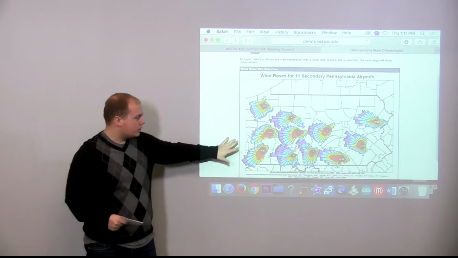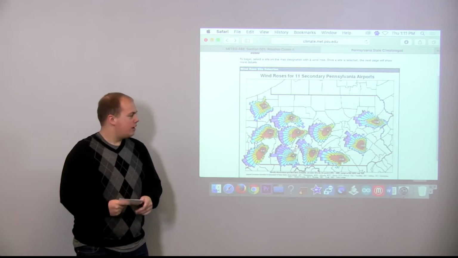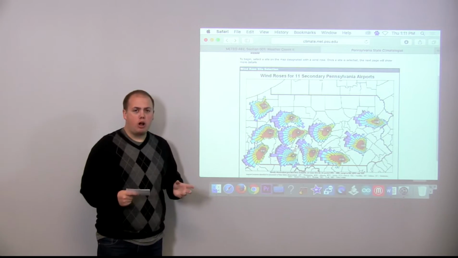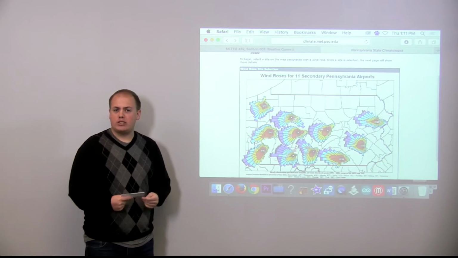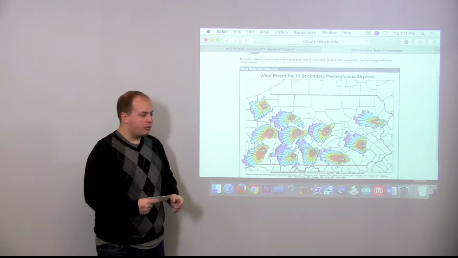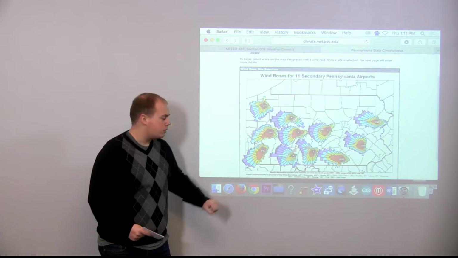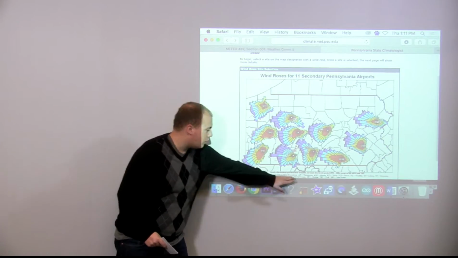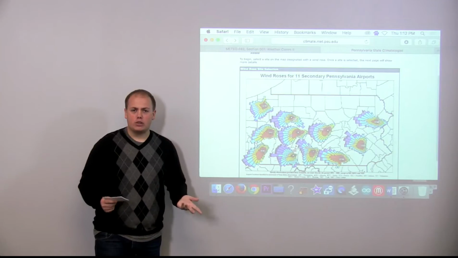Well, what does this page exactly show? This shows wind roses at 11 secondary airports across the state of Pennsylvania. By secondary airports, we mean smaller airports that are not the big international airports such as the ones at Philadelphia, Pittsburgh, and Harrisburg. The website provides the names of each airport at the bottom of the page here, along with the corresponding codes. The codes are on the wind roses, and the codes and the names are at the bottom right here.